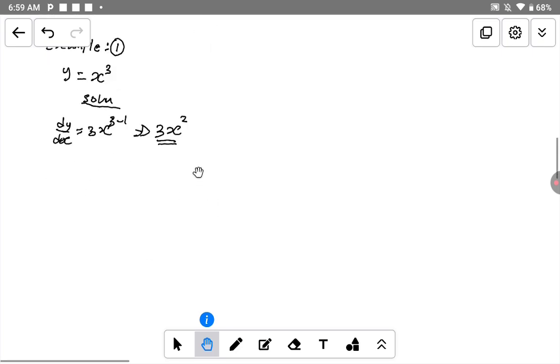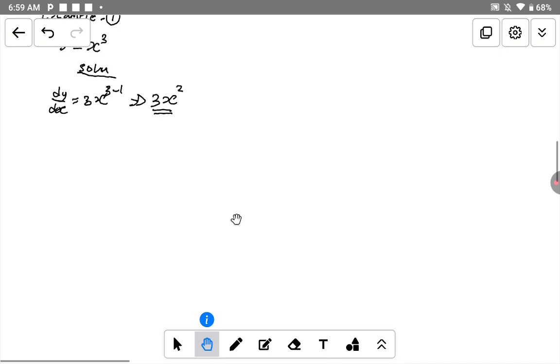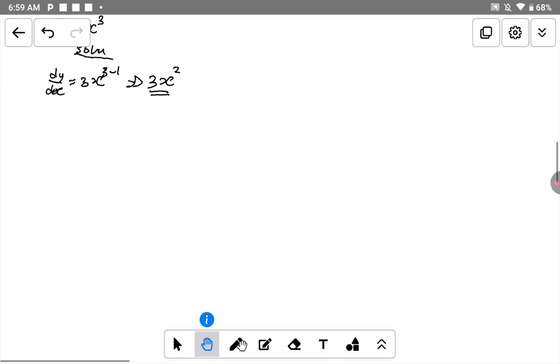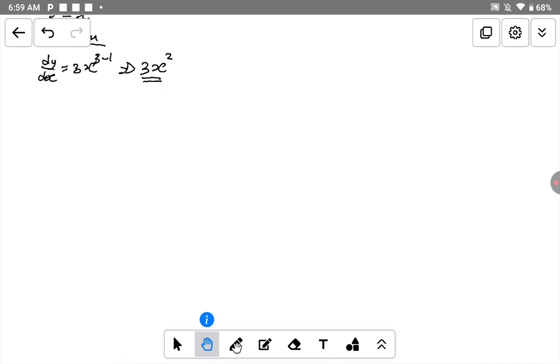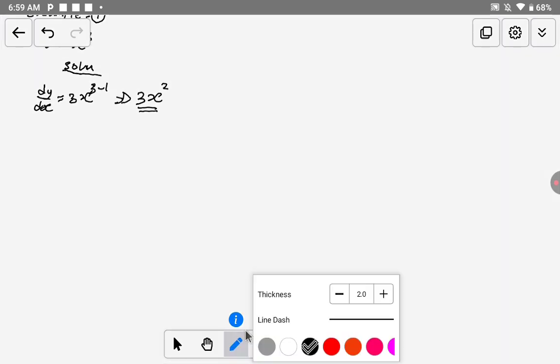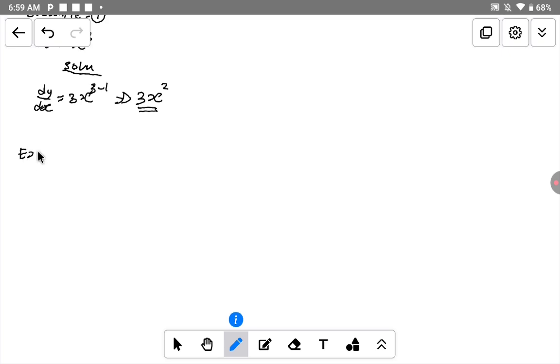I've done one example, let me give another example. So let's say that we have example 2. Example 2 is almost the same thing. What if we are given a question that has this expression?